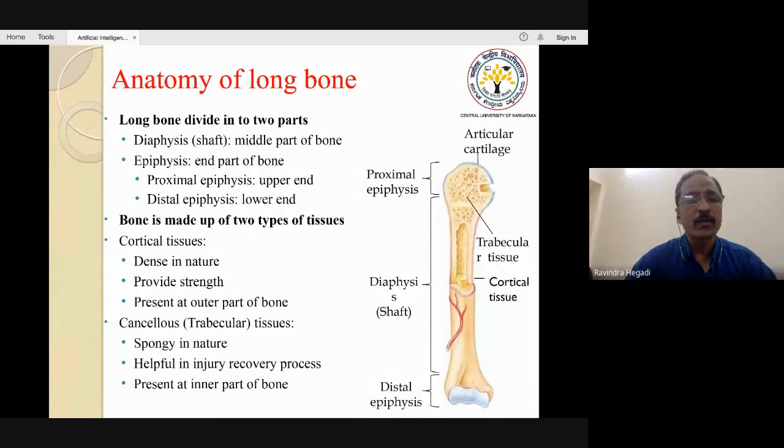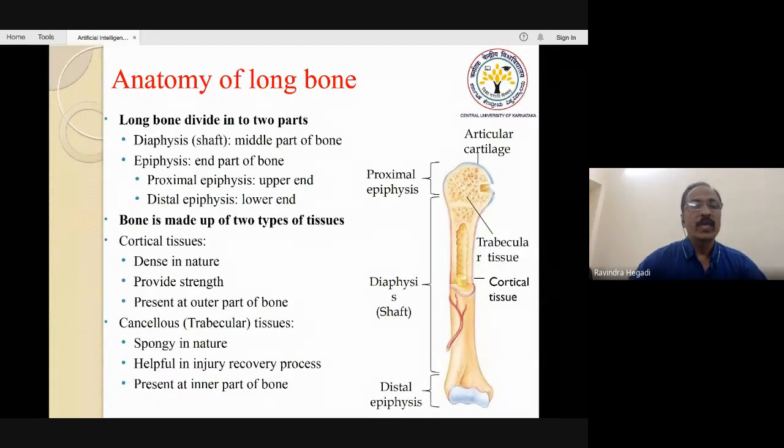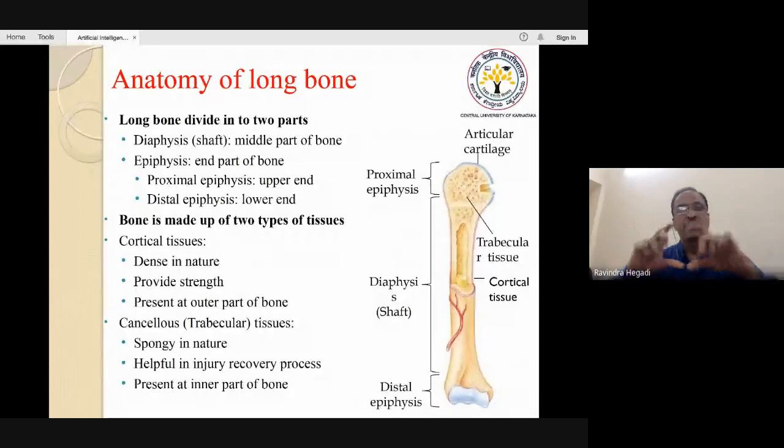If we look at the anatomy of the bone, it is basically divided into two parts. The upper and lower part becomes one part, and the middle part is the second one. The middle part is called the diaphysis, that is the shaft. In the side image you can see this middle part, known as the diaphysis, or the shaft in engineering terms. Then the epiphysis.